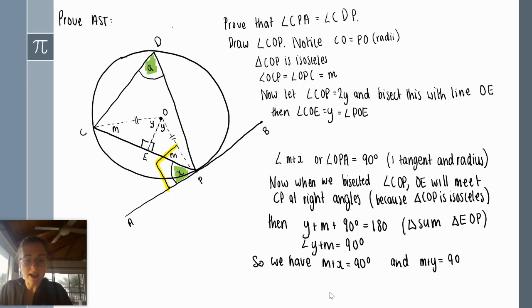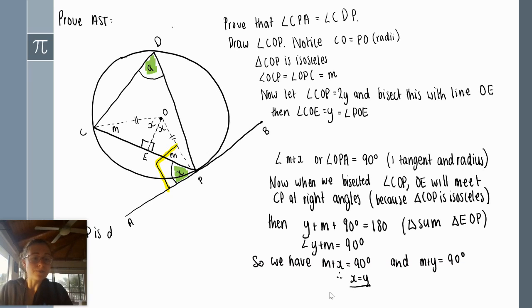What does that say about x and y? Well, they have to be the same thing, right? That means x has to equal y. So in my diagram, I'm going to rub out my y's and replace them with x's. So angle COE is x, and angle POE is now x. Okay, have you seen it? We're going to use a theorem that we learnt a few lessons ago.